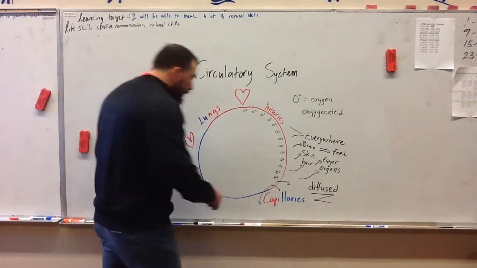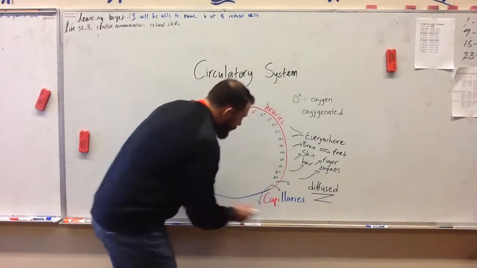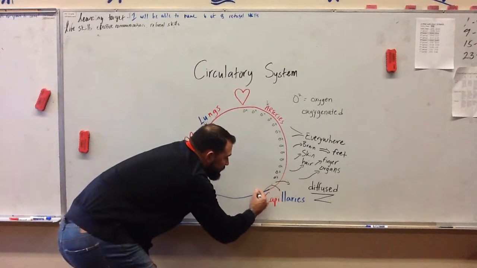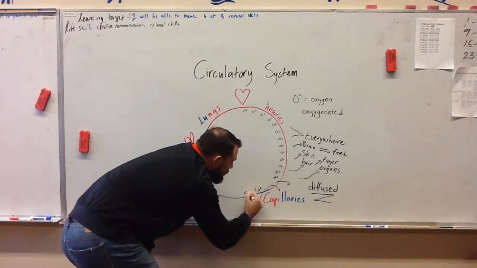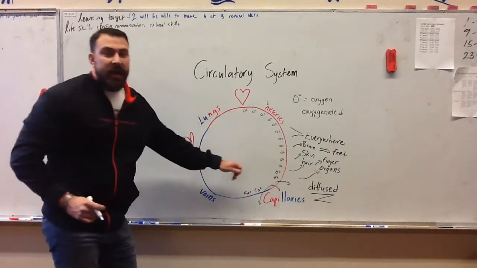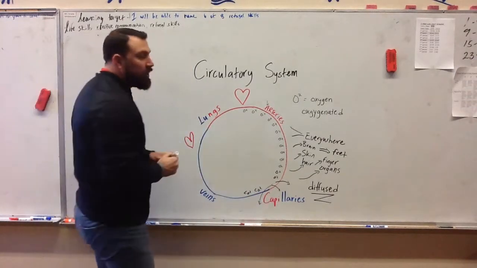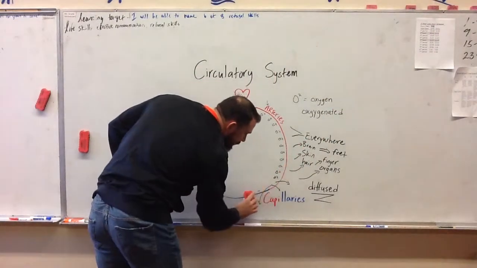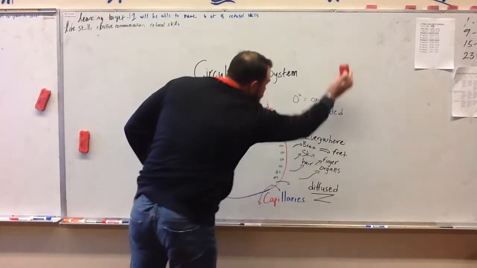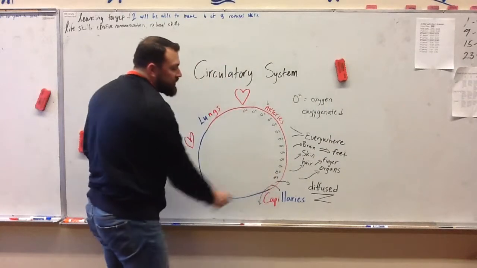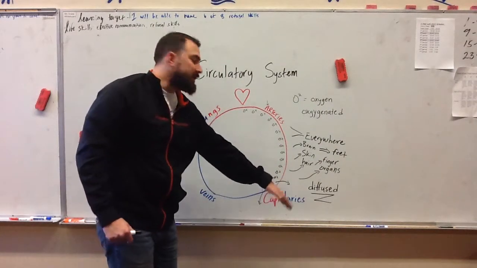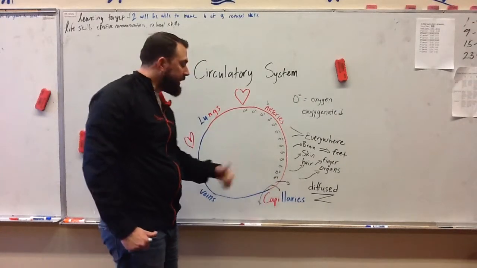We also get a byproduct, so the moment they leave, we actually start to pick up CO2, which is carbon dioxide. Now, we're not going to go too much into that. I just want you guys to know that when we lose that oxygen, oxygen diffuses out into your cells, and we get carbon dioxide coming in.